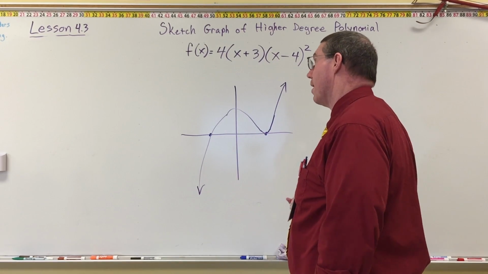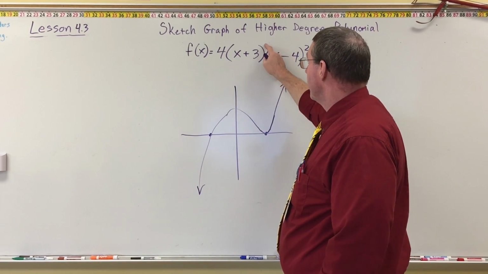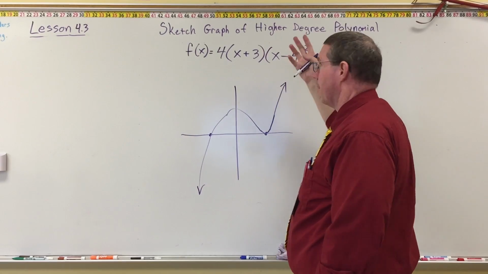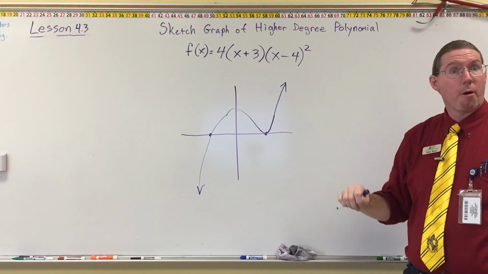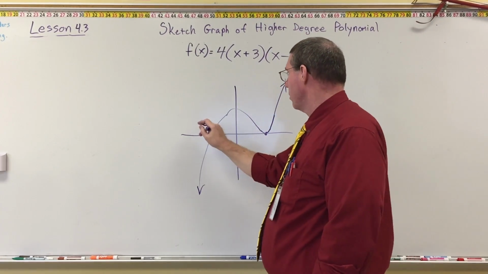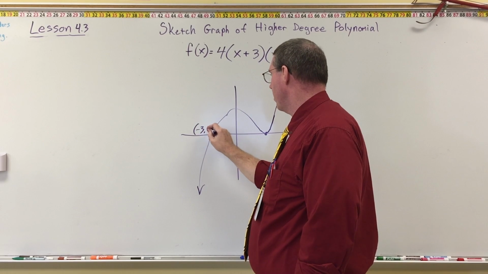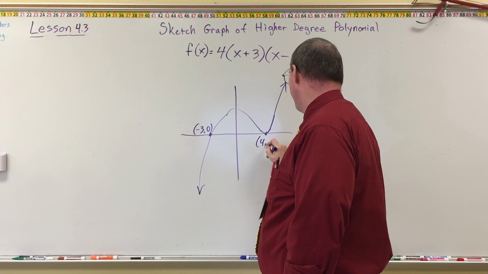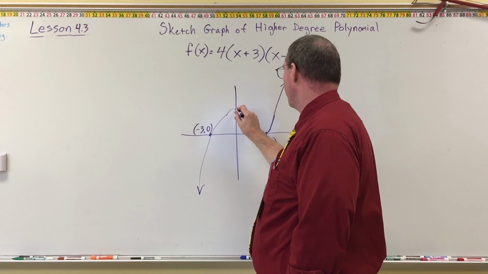It turns out my arrows are pointing in the opposite direction. Is that appropriate? I got a degree of 1 here and a degree of 2. Add them together, get a degree of 3. So appropriate, right? Odd. Okay. We're going to label this one as -3, 0. We're going to label this one as 4, 0. Now we just got to label the y-intercept.